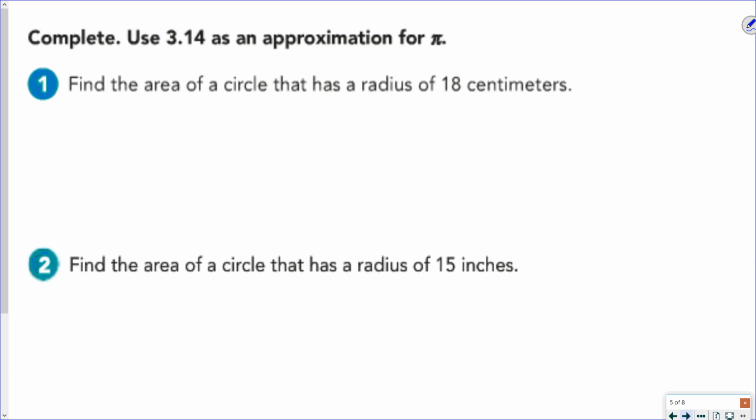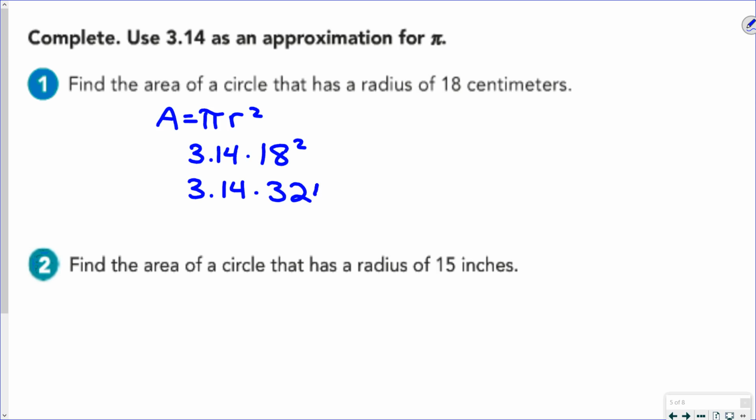So for number 1 here, we want to find the area of a circle that has a radius of 18 centimeters, and we're using 3.14 as an approximation for pi. So again, area equals pi r squared. Pi is 3.14. Our radius is 18. So we take 18 squared, which is 324. And we take 3.14 times 324 to get 1,017.36 square centimeters.